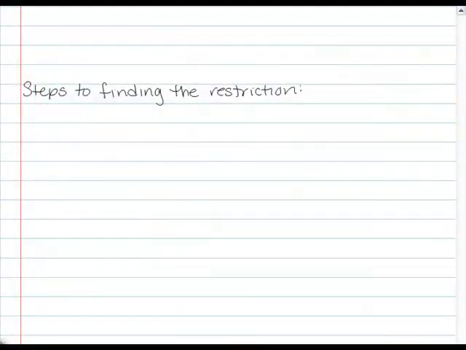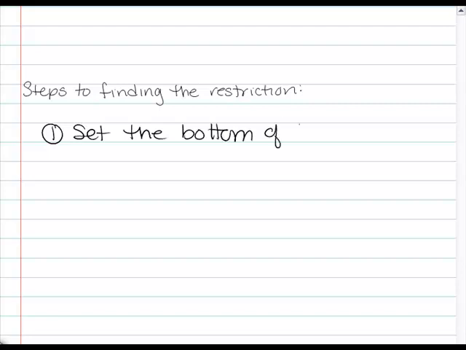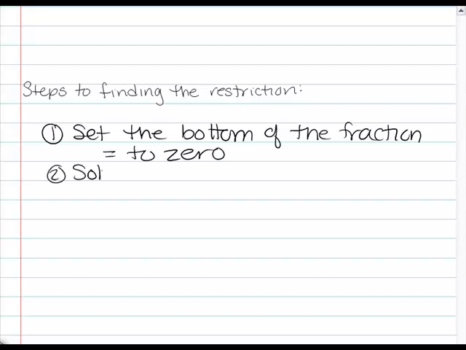So there are only two steps to finding a restriction. The first one is you want to set the bottom of the fraction equal to 0. And then the second step is to solve.